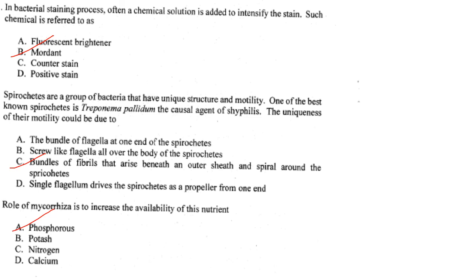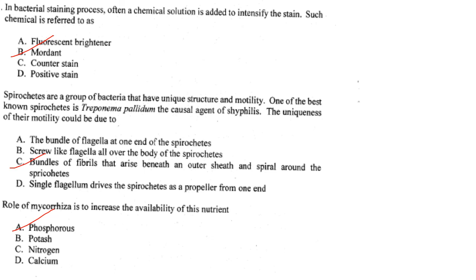Then, in the bacterial staining process, often a chemical solution is added to intensify the stain. Such a chemical is referred to as a mordant. Answer is option B. Spirochetes are a group of bacteria that have unique structure and motility. One of the best known spirochetes is Treponema pallidum, the causal agent of syphilis. The uniqueness of their motility could be due to bundles of fibrils that arise beneath an outer sheath and spiral around the spirochete. That is the answer, option C.